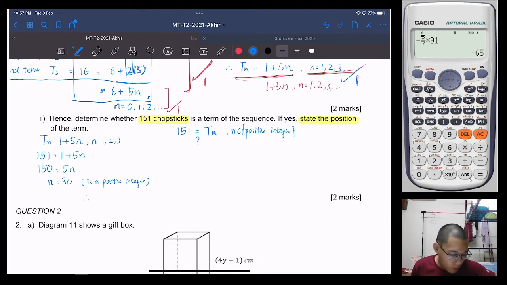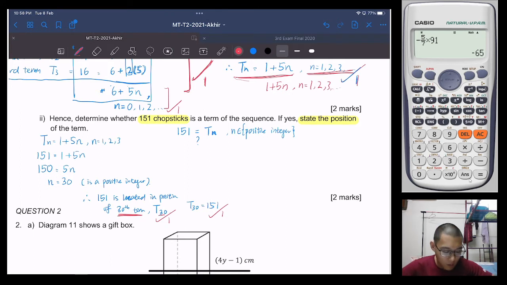So that means we can conclude that 151 is located in the position of the 30th term, or we write down T30. If you write down T30 equal to 151, I also give it as correct. In 30 terms. Make sure you have at least this, and this also can.